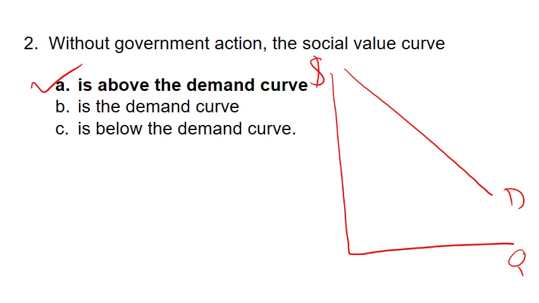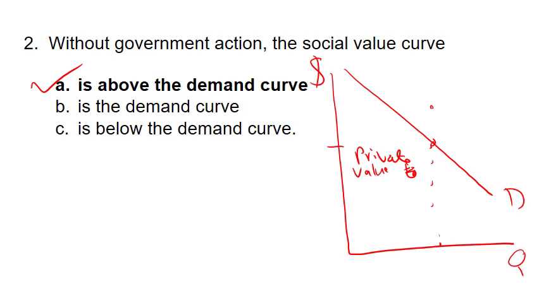Well, without government action, the height to the demand curve represents the value to the consumer. They're called the private value. The private value is measured or equals the height to the demand curve. That height says how much the person is willing to pay for that last fire extinguisher.